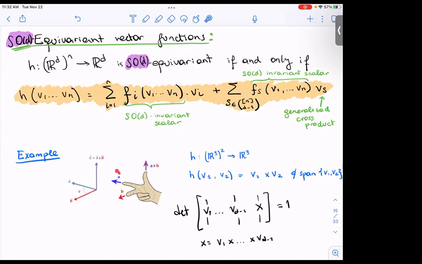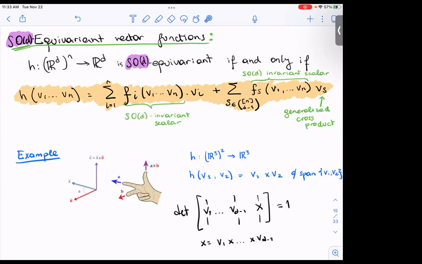For instance, if you remember the right-hand rule from your physics class, you can take A and B, and the cross product of A and B is an equivariant function of A and B, and it's not in the span of A and B. If I rotate my hand, then this finger rotates and the other finger rotates in the same way. This function is rotation equivariant, but it's not O(d) equivariant, because it's not equivariant with respect to reflections, right? Anyway, this can be generalized using the SO(d) invariant scalars, which are a little bit more than the scalar products, and the generalized cross products that look like this, but also in higher dimensions.